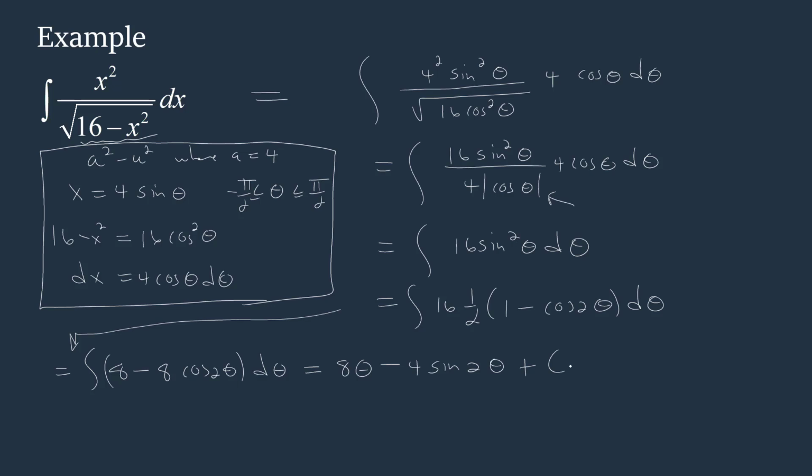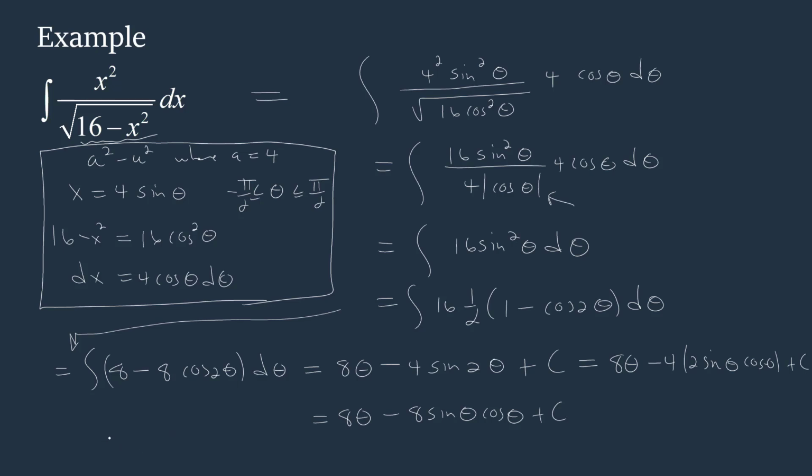We now have to go back and find out what it is in terms of x. Well, to do that, I can't leave sine of 2 theta. So I will write this one more time as 8 times theta. Remember, the sine of 2 theta, that would be 4 times 2 times the sine of theta, the cosine of theta, using the double angle identity. So that then equals 8 theta minus 8 times the sine of theta, the cosine of theta, plus c. Okay. You now have a choice.